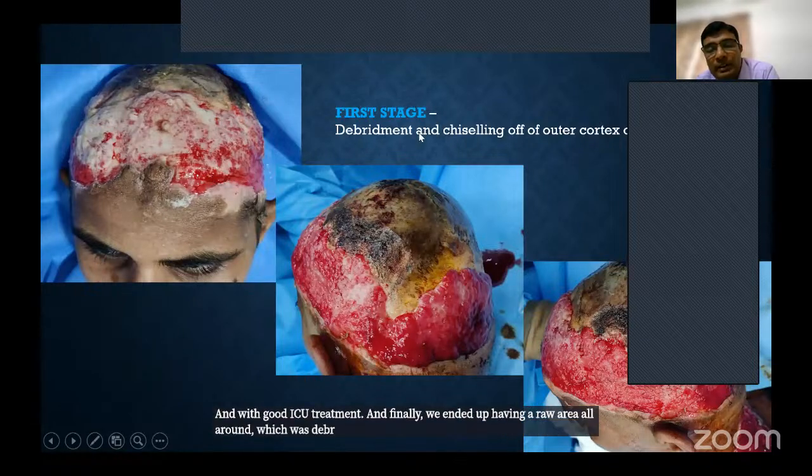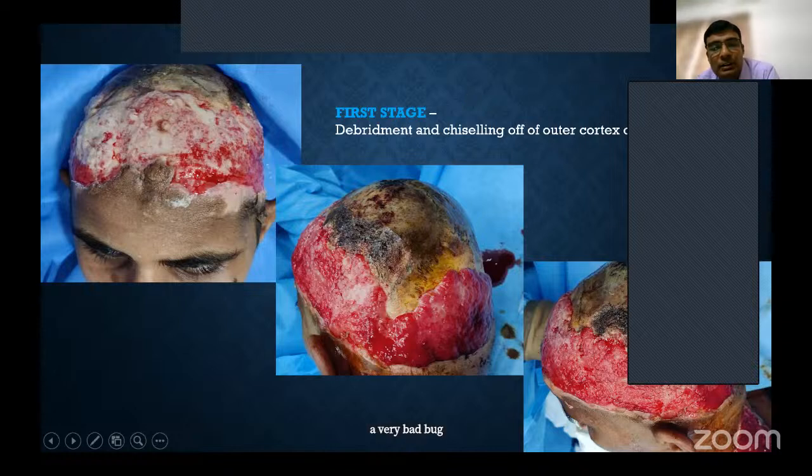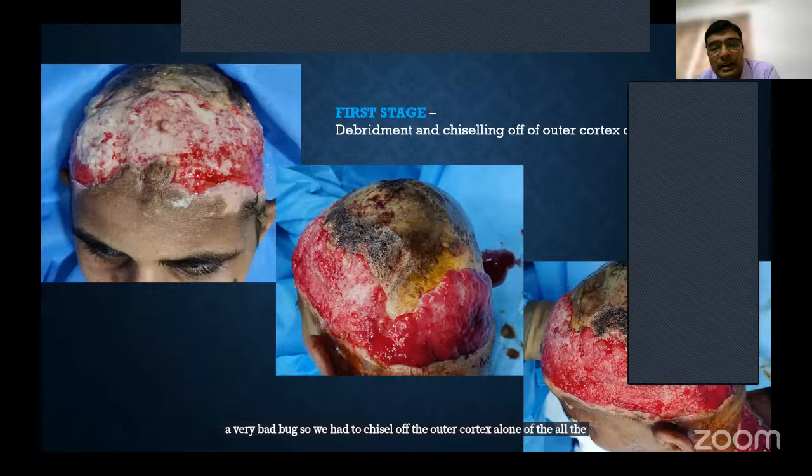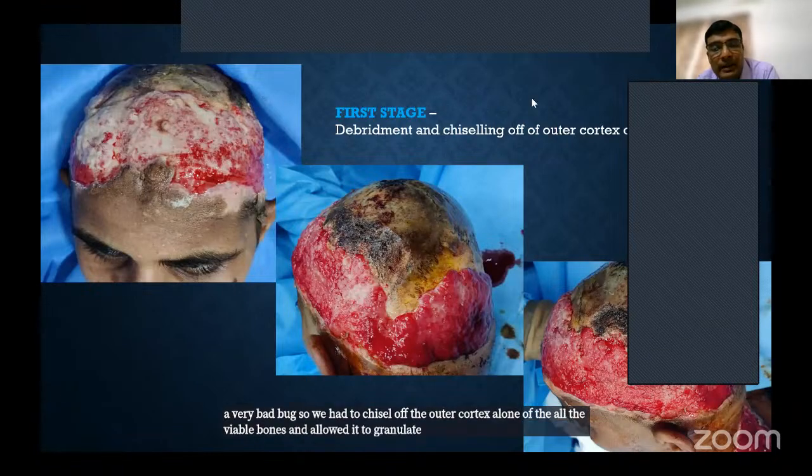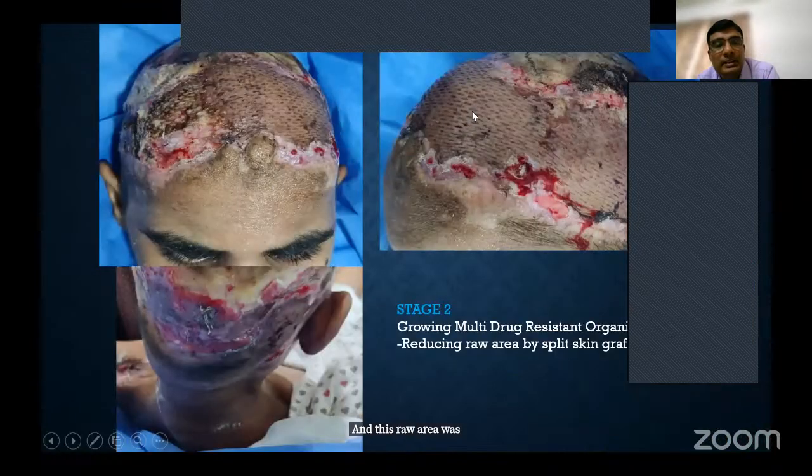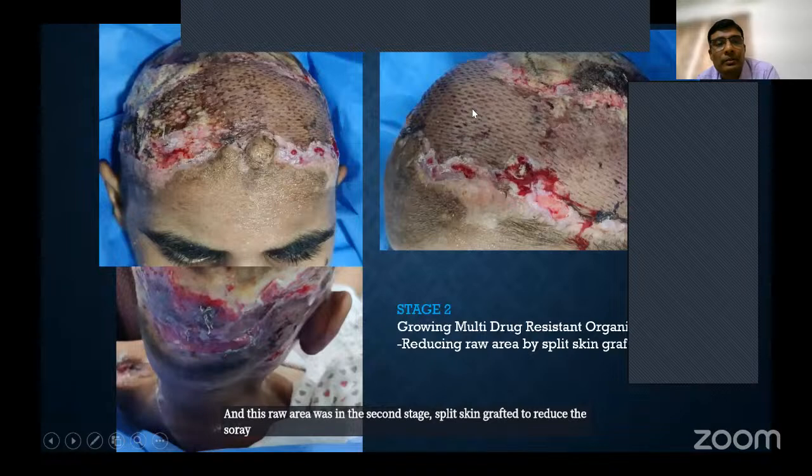And what we did initially, as he was growing a very bad bug, was we had to chisel off the outer cortex alone of all the viable bones and allow it to granulate so that we could buy some time. And this raw area was, in the second stage, split skin grafted to reduce the raw area and reduce the bacterial load.